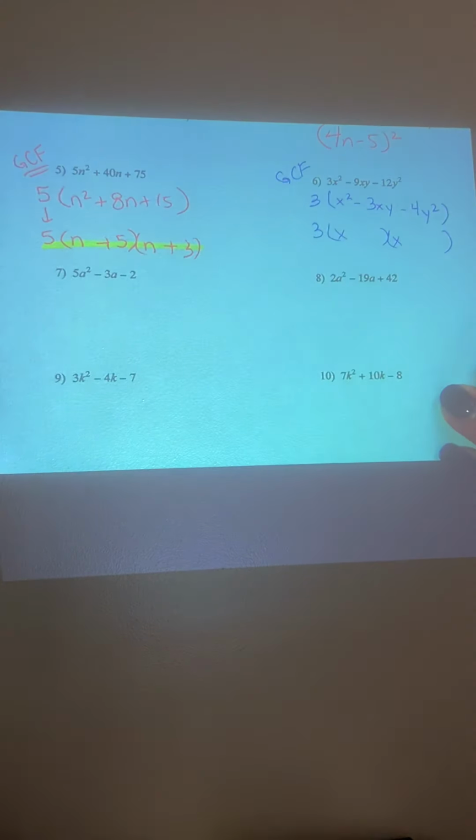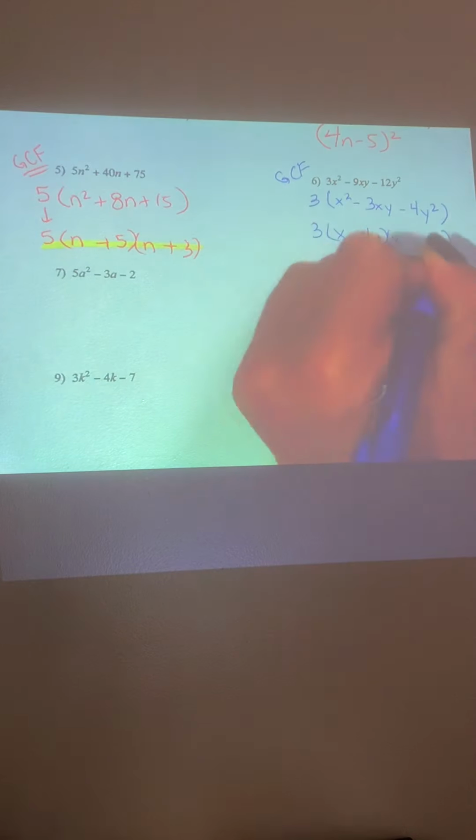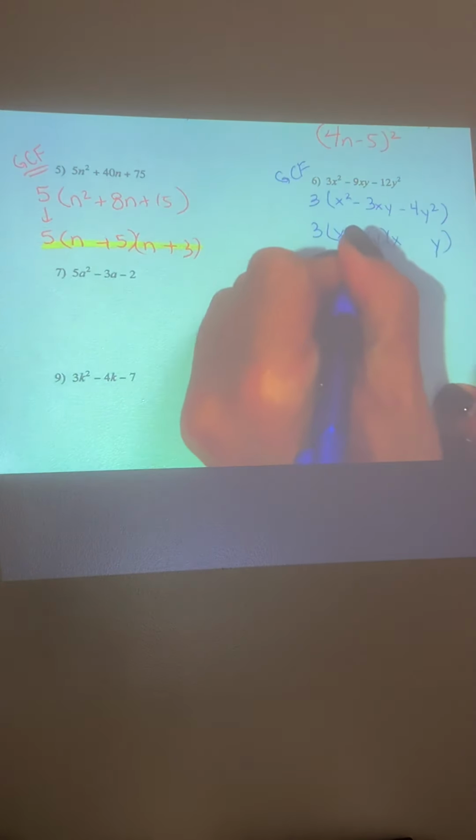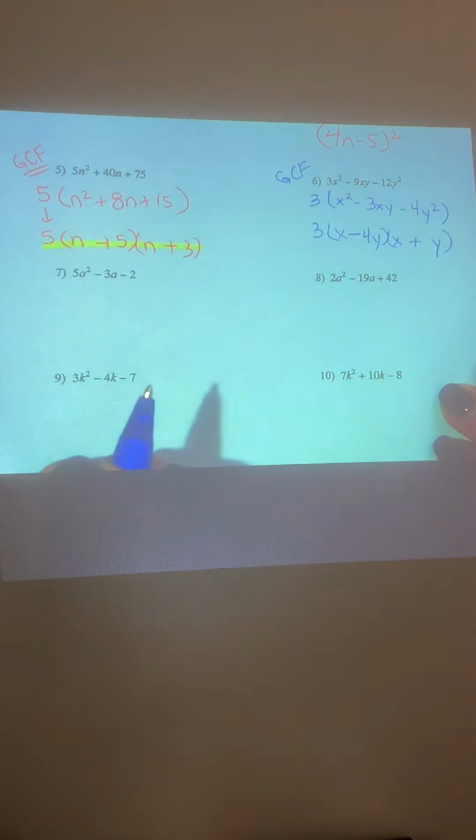Factors of 4 that subtract to 3. Now normally I would try 2 and 2, but 2 and 2 don't subtract to 3, so I have to try 4 and 1. Don't forget the y. Inners are bigger, inners left. -4, +1 gives me -3.